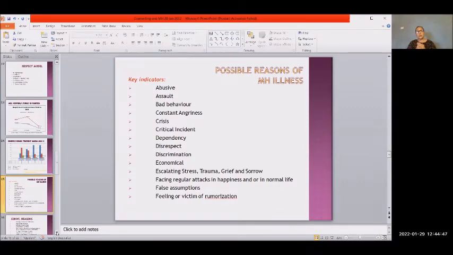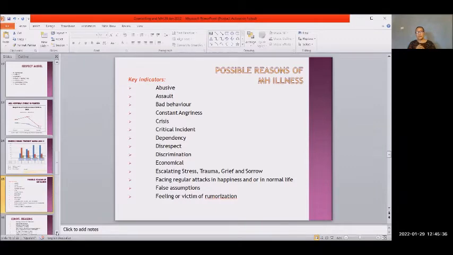Similarly, long-term dependency also makes people worry, with anxiety and depression. Feeling disrespect, discrimination, economic reasons are also part of mental health illness. Basically, when people cannot stand on their feet and they are humiliated, tortured or discriminated against, or they may have high expectations and feel they have failed and cannot recover themselves. Those kinds of feelings, thoughts or situations, of course, escalate stress, trauma, grief and sorrow, facing regular attacks in happiness or in normal life.